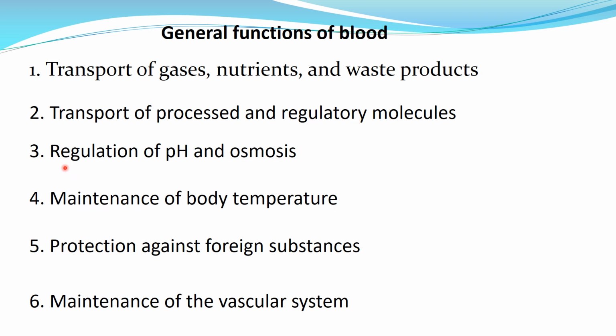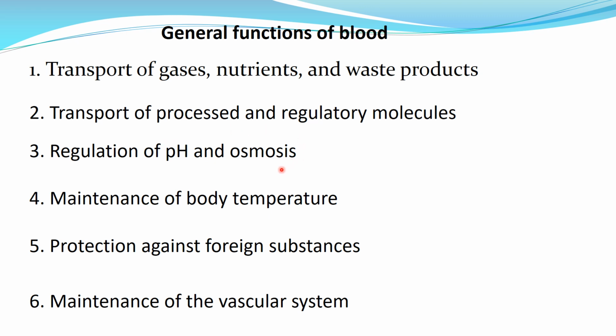And then blood also can regulate the pH and the osmosis of the body. As we mentioned earlier, the blood has its own specific pH. So the pH of the tissues, as you know, can be altered as a result of metabolic activity of the tissues. So how the changes in the pH can be regulated, so with the aid of the blood.